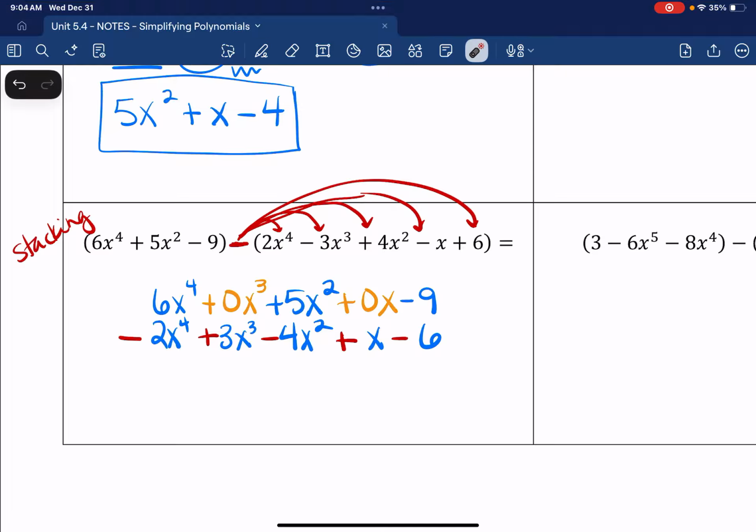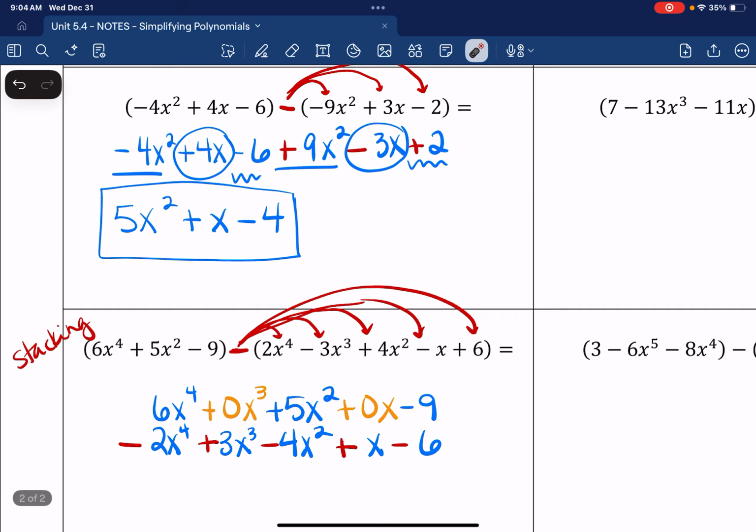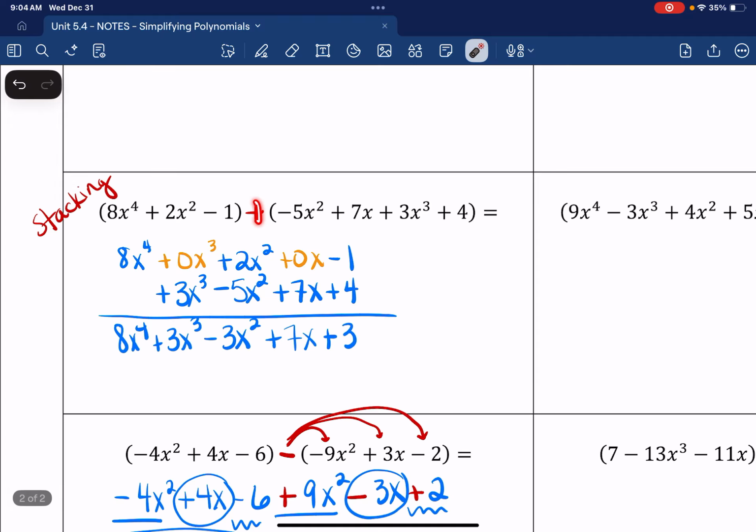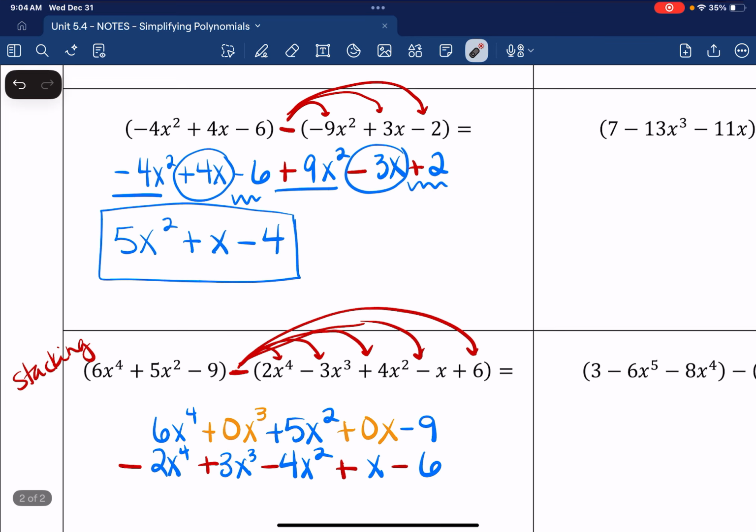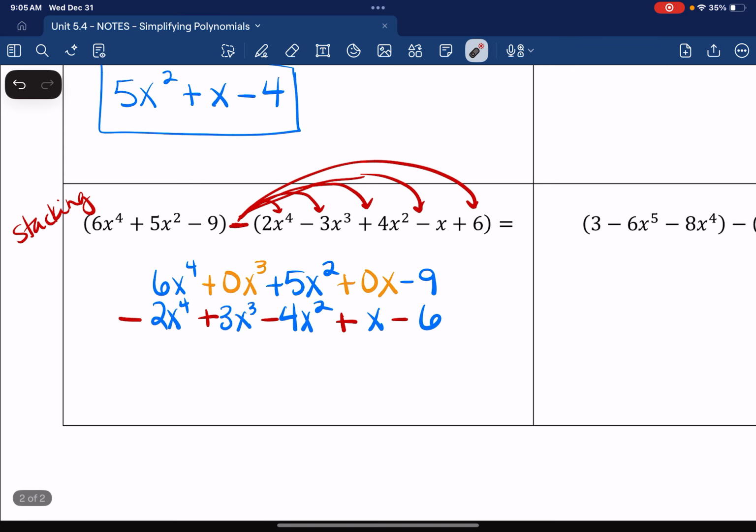So take a minute and look at this. I want you to notice that 2x to the 4th power becomes minus 2x to the 4th power. Minus 3x cubed becomes a plus 3x cubed. Plus 4x squared becomes a minus 4x squared. Minus x becomes plus x, and plus 6 becomes minus 6. And why did we do that? Because we're subtracting this entire polynomial expression. Back here at the top, when we were adding our polynomial expressions, we didn't have to change any of these signs because we're just combining them together. Plus means keep doing whatever it says to do. Minus means switch directions, change directions.